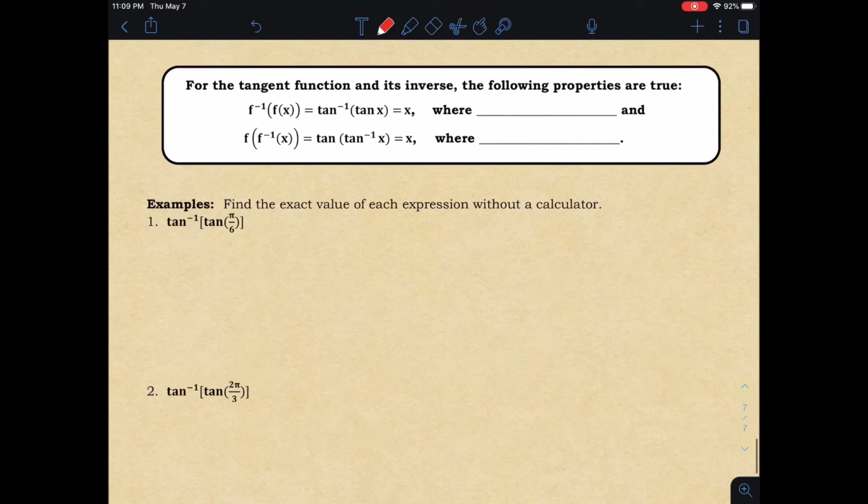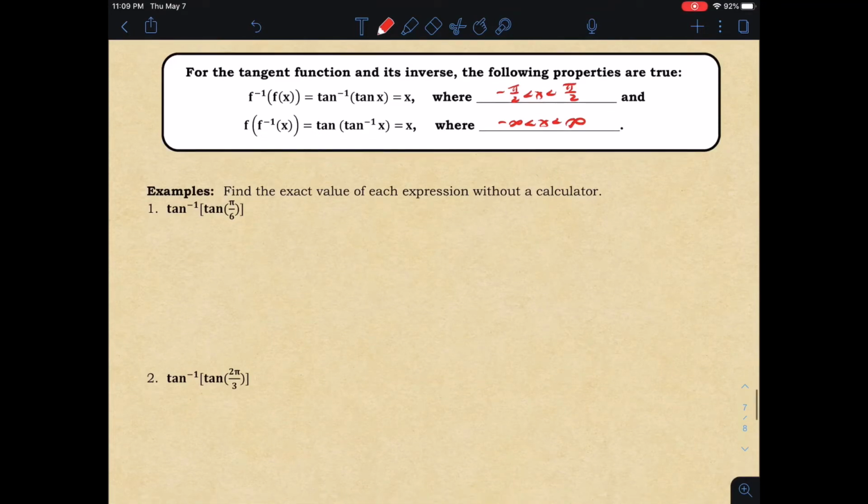The last thing we're going to look at are, again, these properties are very similar with all the ones we've done already. So when I see tan of tan inverse of x, this is going to equal x, where x has to be between negative pi over 2 and pi over 2. And then for this one, tangent of tan inverse of x will always equal x for any real number.